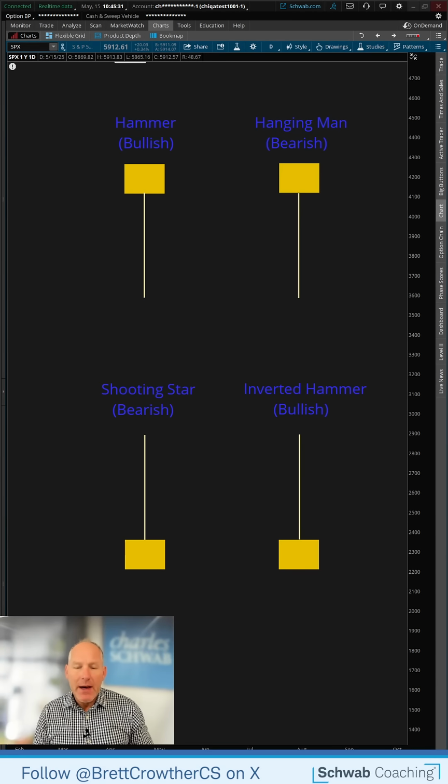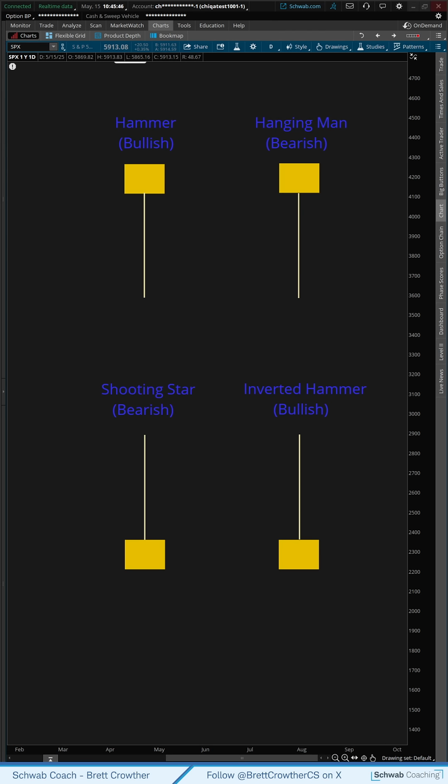As we teach technical analysis, I see a lot of confusion around various candlestick formations, and it's understandable. There are a couple that look exactly the same, but one's bullish, one's bearish. How do we know which is which? Well, I'm Brett Crowther. I'm going to show some tips to help identify which is which.